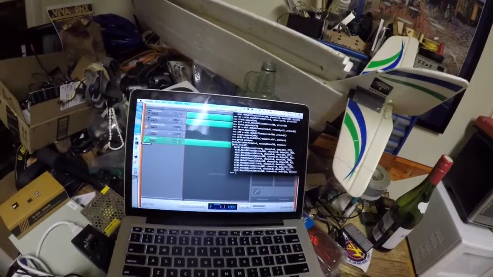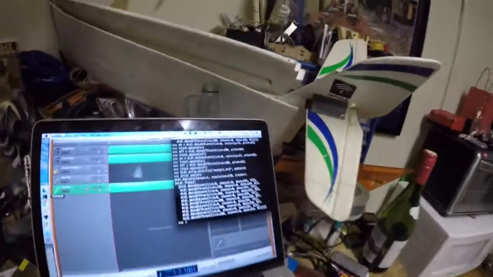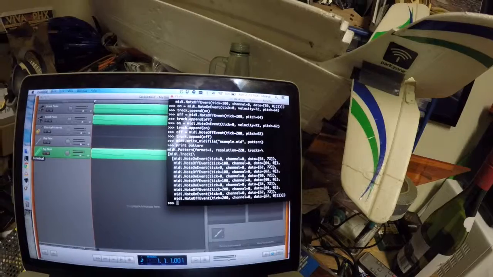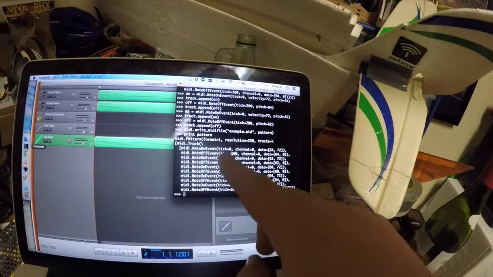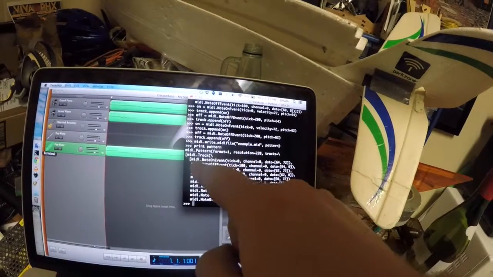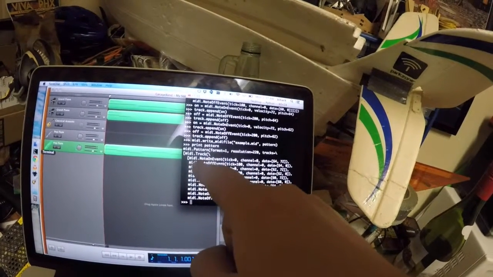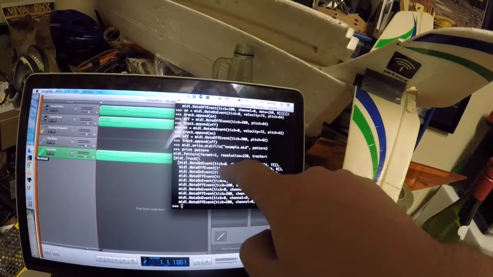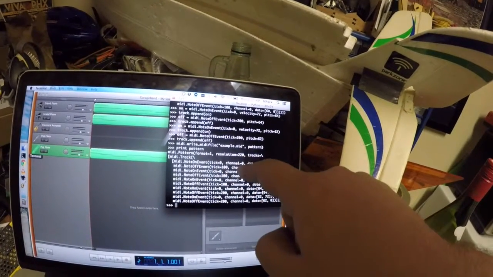Print pattern. So this is a MIDI library for Python. I hope that's not too close. And MIDI is all about events. So in this case, I'll go through this quickly and then I'll kind of explain what a tick is. It's saying MIDI.note on tick 0. That means at the very beginning of the song.